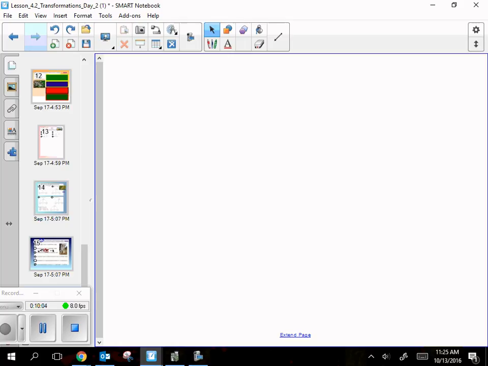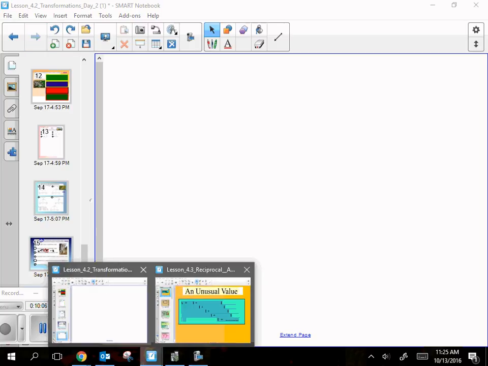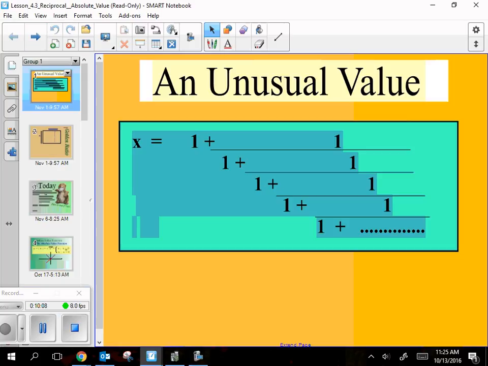So find the other file for today, which started with this. It says an unusual value. All right, so this is about reciprocals. Did you get that reciprocals are 1 over something? So if I have 8, what's the reciprocal of 8? 1 over 8. You just put 1 over it.